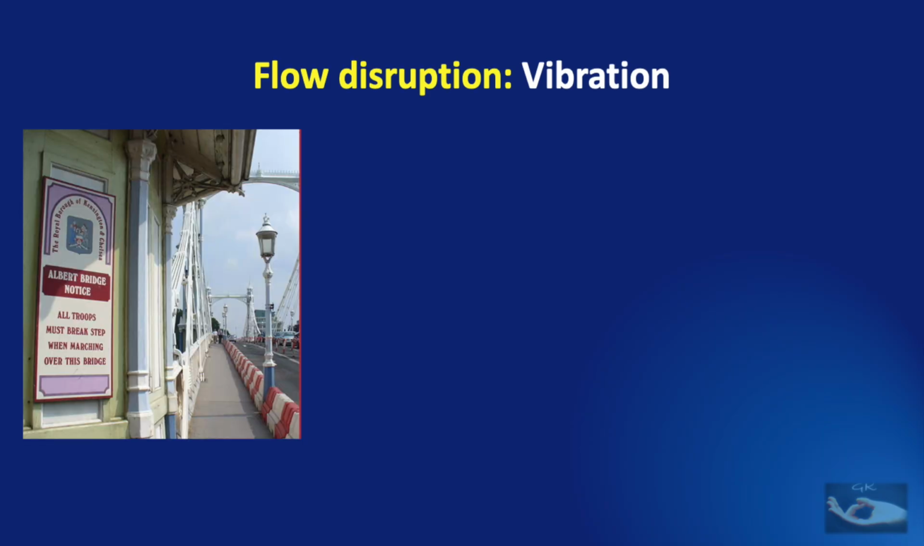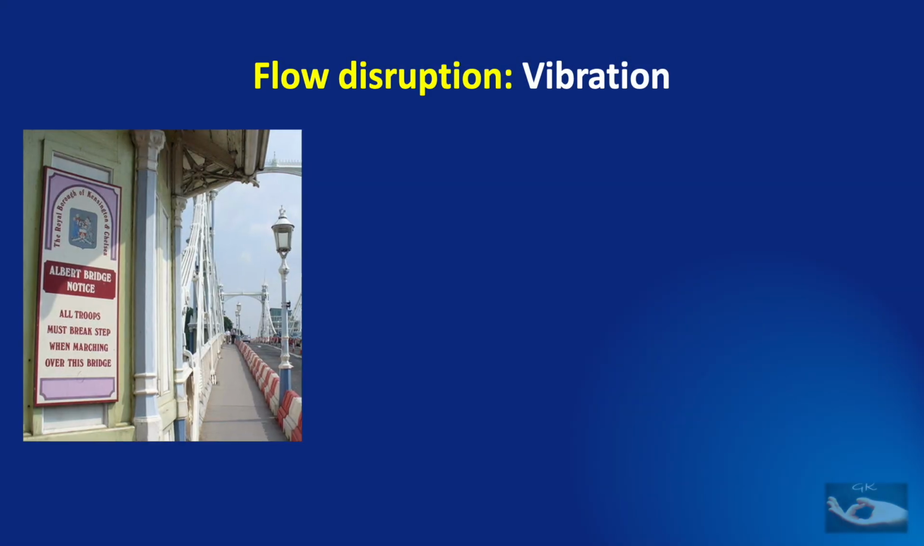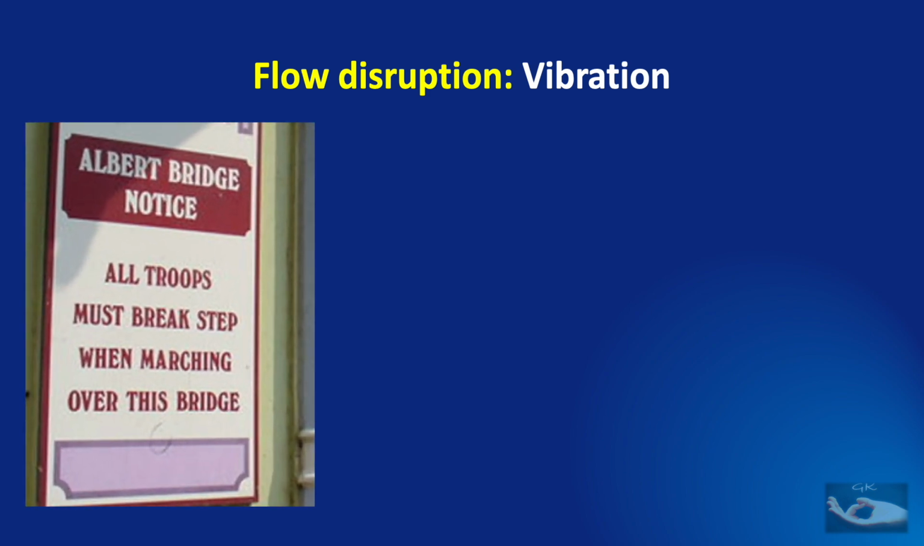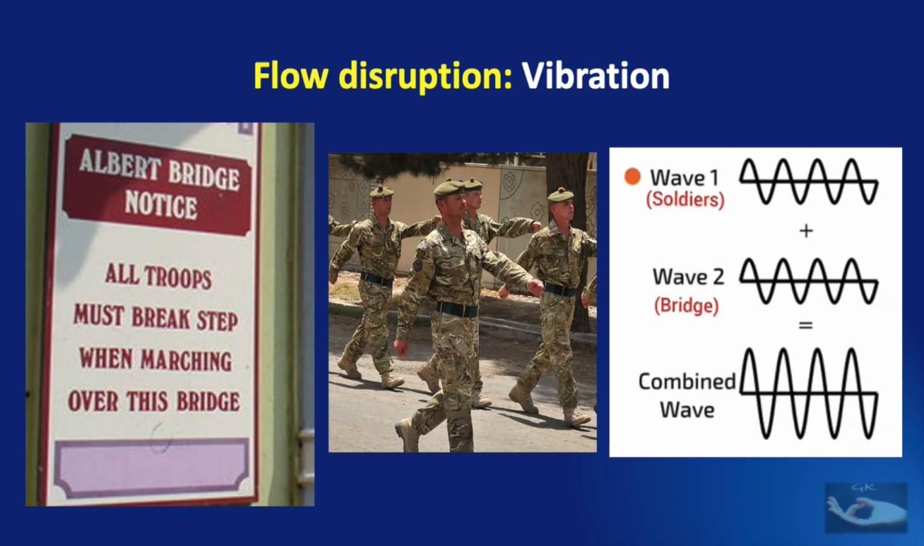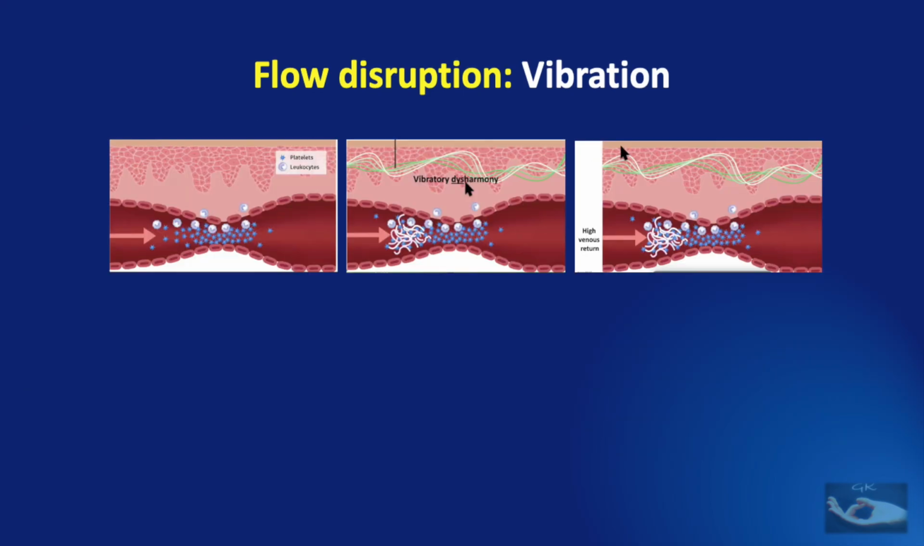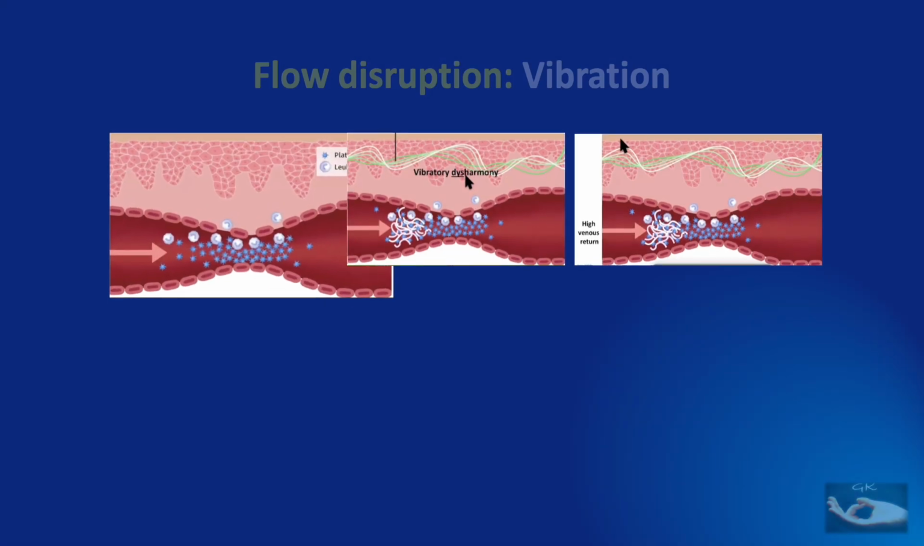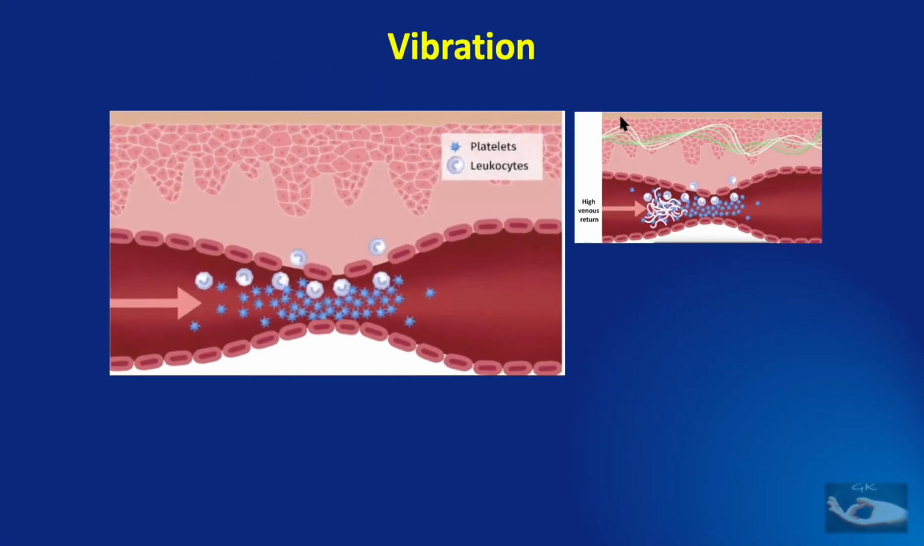Just look at this instruction on a bridge. All troops must break step when marching over this bridge. That is, when soldiers are marching over a bridge, they should not march with the same rhythm, because then their vibration and the vibration of the bridge may join together, and this force may be so great that it may break the bridge. The effect of vibration on the vessel wall is through the activation of platelets and leukocytes.